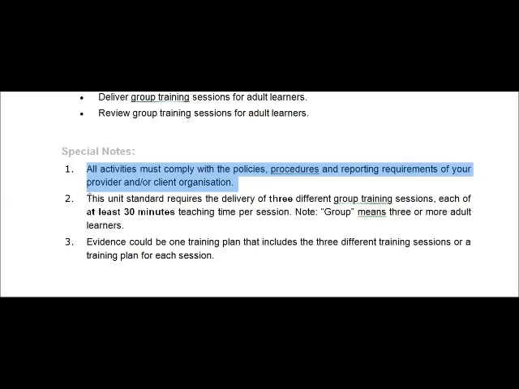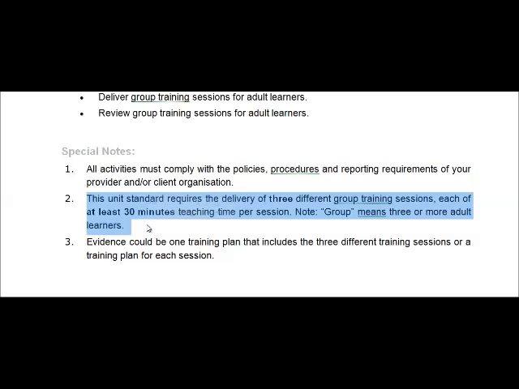Now you'll see here special note 2: this standard requires the delivery of 3 group training sessions. Each session needs to be at least 30 minutes of teaching time, per session. And notice that group means 3 or more adult learners. So if you're doing on-the-job training where you might only have 1 or 2 learners, that will not be an appropriate context by which you can do this assessment. You need to have a group. Your group could be 3, could be 4, could be 15, could be 20, could be 30. So long as there's at least 3 or more adult learners, then you'll be fine.